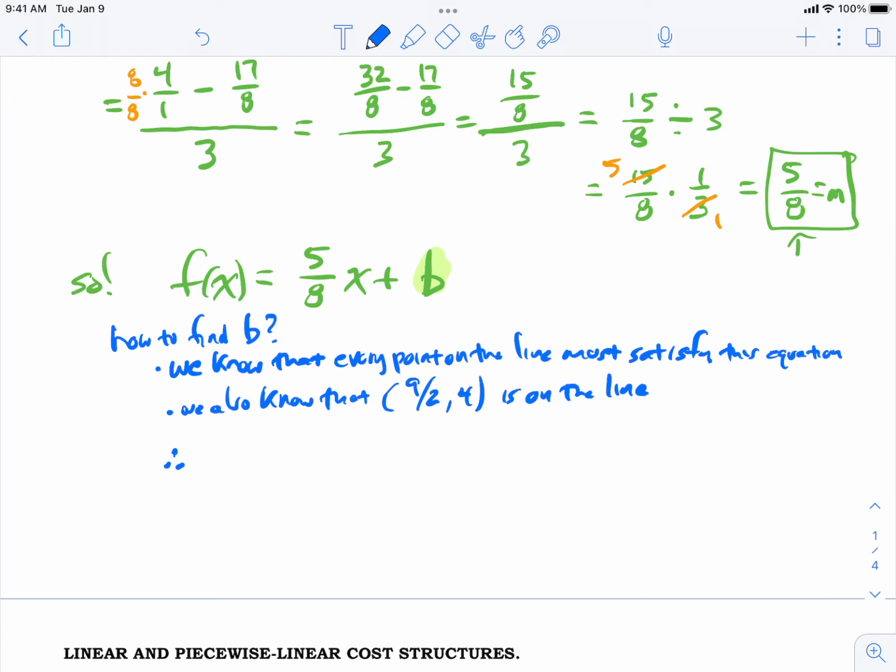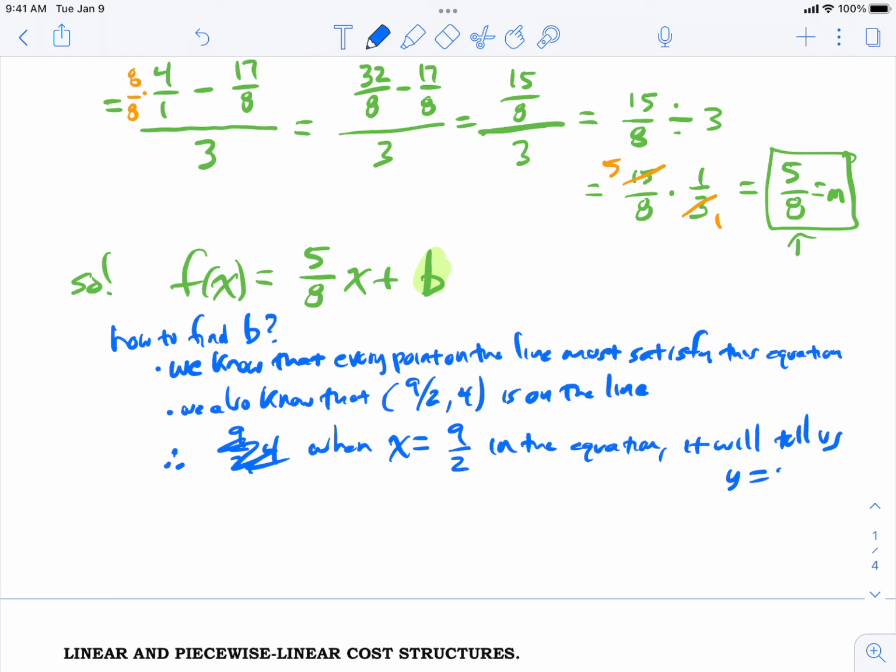Anyway, therefore, we know that (9/2, 4), or I should say, when we plug in x equals 9/2 in the equation, it will tell us that y is equal to 4. That's the whole idea. Remember how you make an xy table. You plug in x, you get y. Well, we need to be able to plug in x equals 9/2 and get y equals 4.